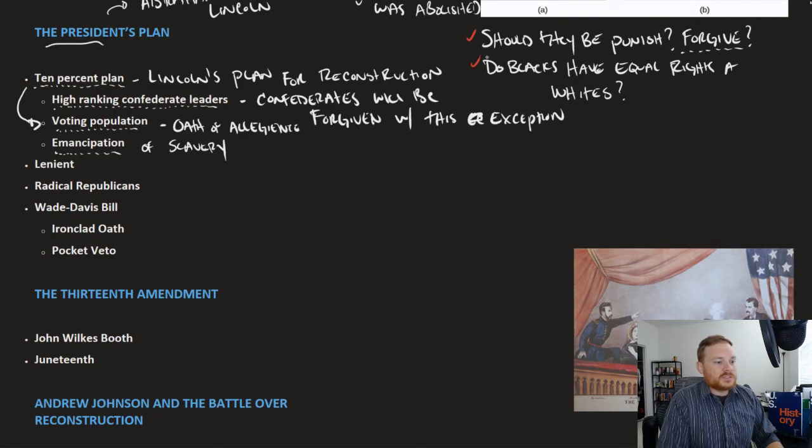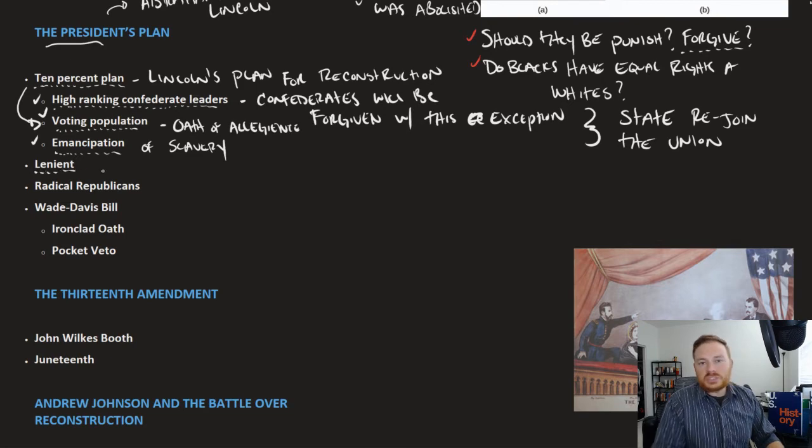All right. And so as long as a state does all these things, if a state excludes high-ranking Confederates from the Reconstruction process, that is bringing them back into the country, if 10% of the population takes this oath of allegiance, and if the state agrees to abolish slavery, the state can rejoin the Union, right? When we look at Lincoln's plan, we would say that it's generally lenient. What Lincoln wanted to do was to reconstruct states.